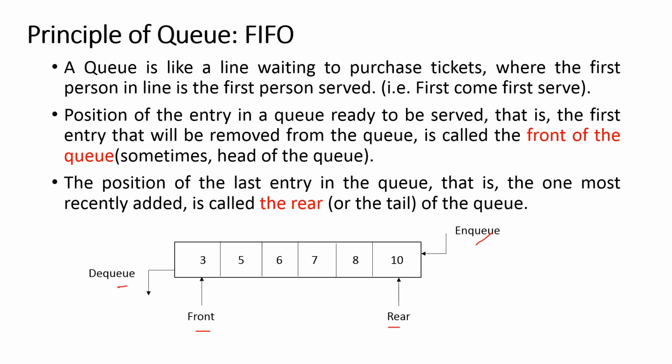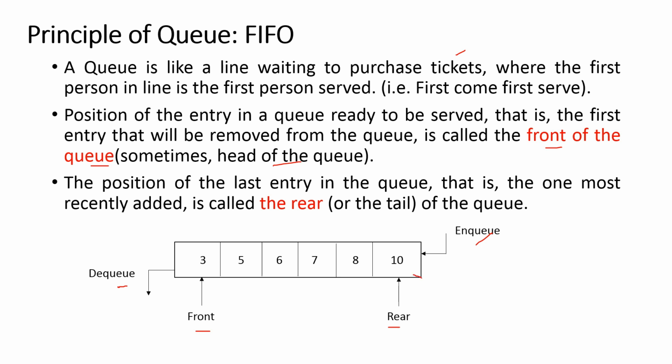A queue is like a line waiting to purchase tickets. The position of entry in a queue ready to be served, that is the first entry that will be removed from the queue, is called the front of the queue. That is the element which is to be removed. He will be in the front, right? So that is what is called front of the queue or head of the queue. The position of the last entry in the queue, this is the last entry and that is the rear end.